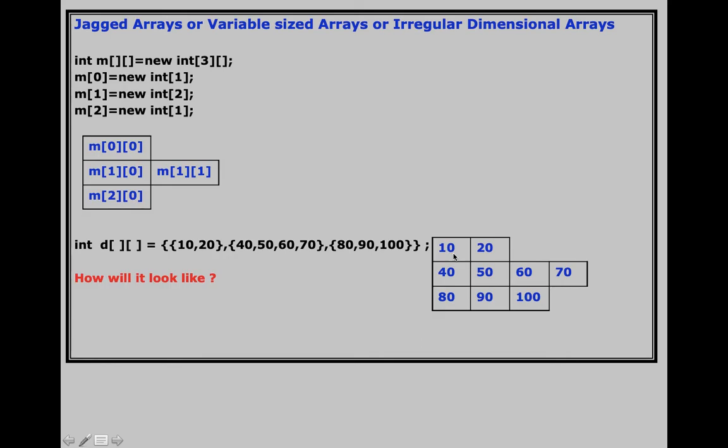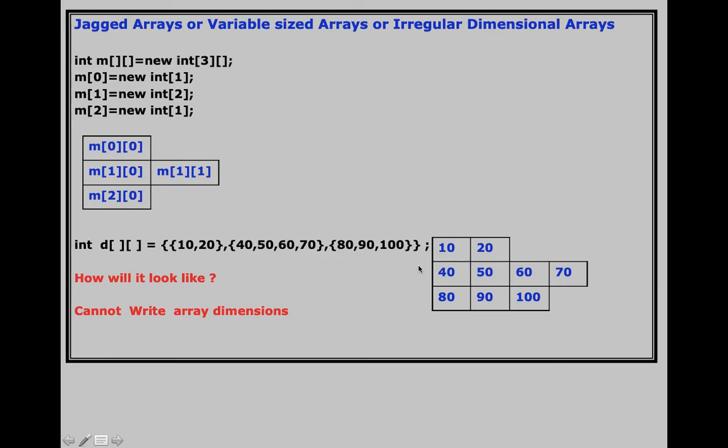So the first row will have 2 columns 10, 20. Second row will have 4 columns 40, 50, 60, 70. And third row will have 3 columns 80, 90, 100. And once again, as I told you, over here you cannot write array dimensions.